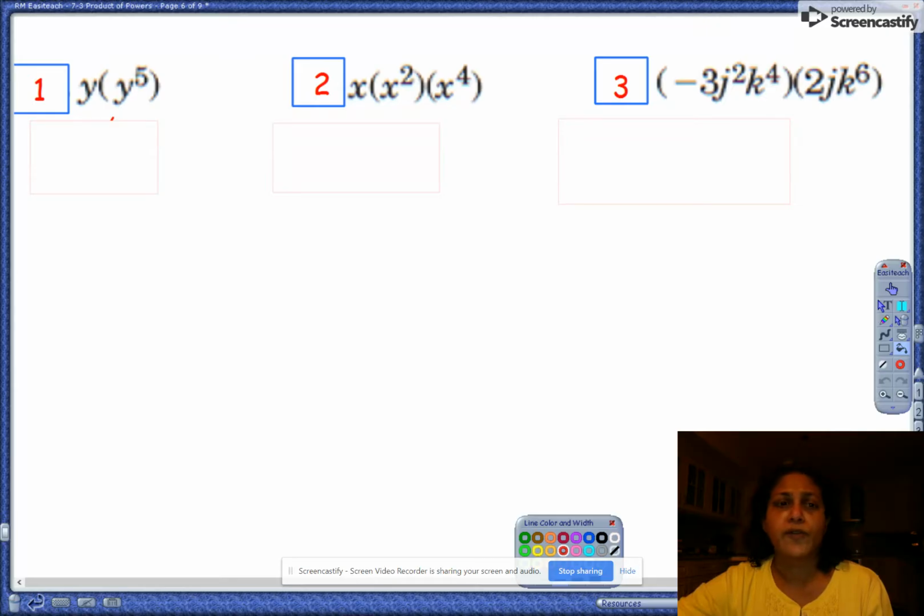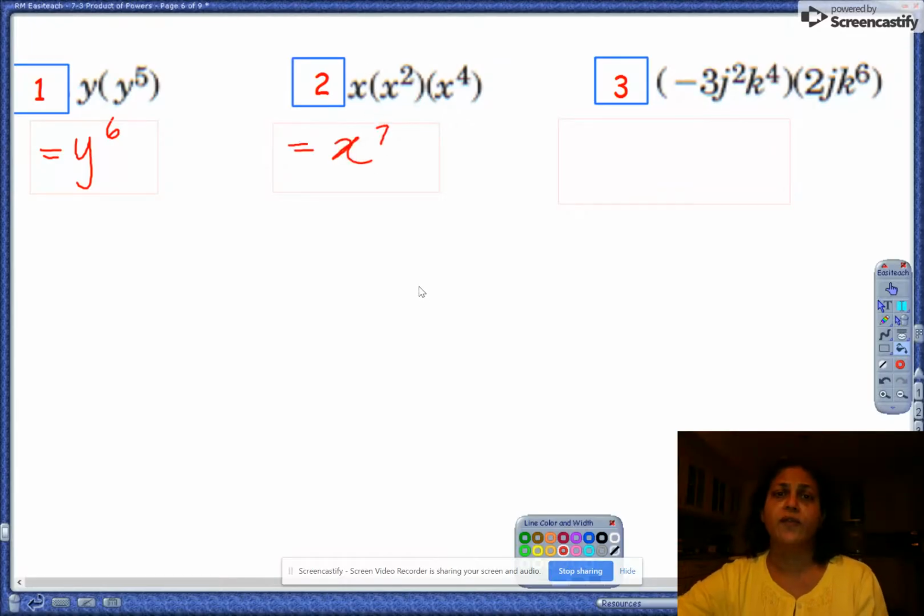You may want to pause the video and try these. Notice that when there is no exponent, the exponent is 1. So this is y to the sixth. When there is no exponent, the exponent is 1. So it's x to the seventh. And this one, we're going to use a combination of some rules. Remember, coefficient times coefficient and variable times variable. So negative 6 times j to the third times k to the 10th.